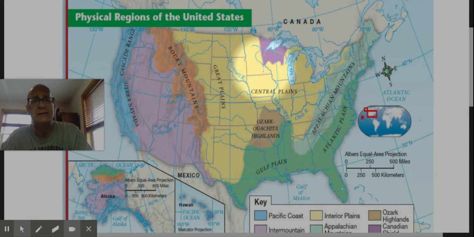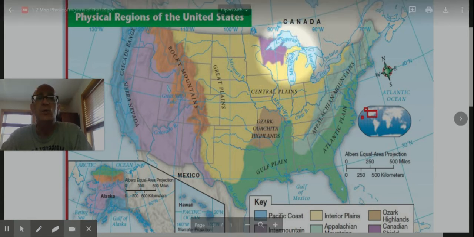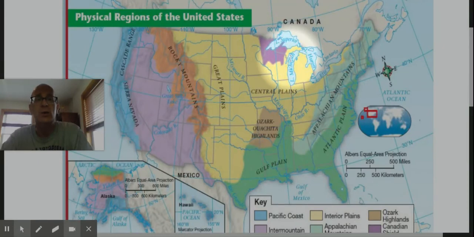The Great Lakes, which are up here, not to be confused with the Finger Lakes, which are the smaller lakes in the central part of New York State. But the Great Lakes, Lake Superior, Lake Michigan, Lake Huron, Lake Erie, and Lake Ontario, form the largest freshwater supply of water in the world.